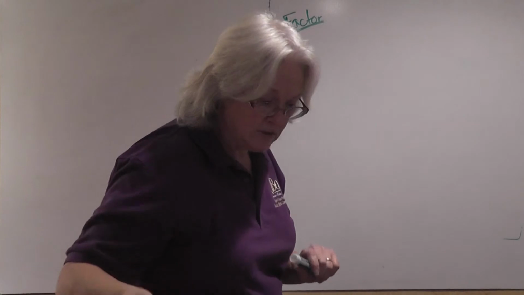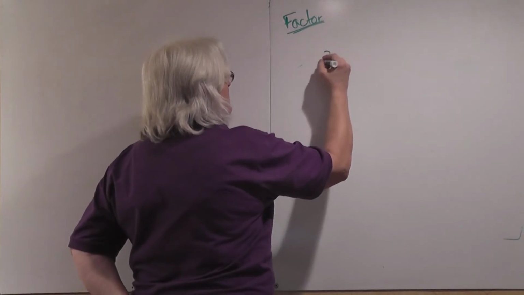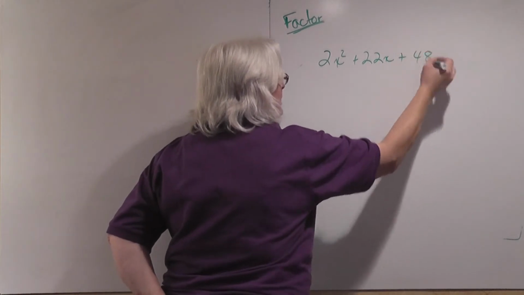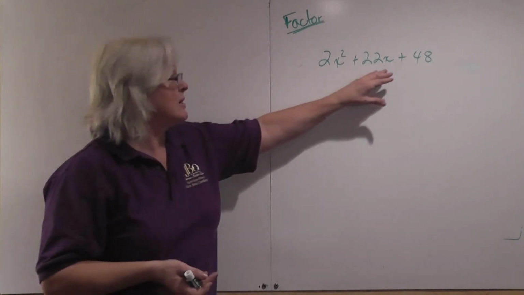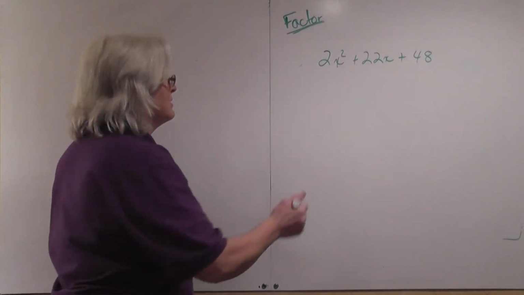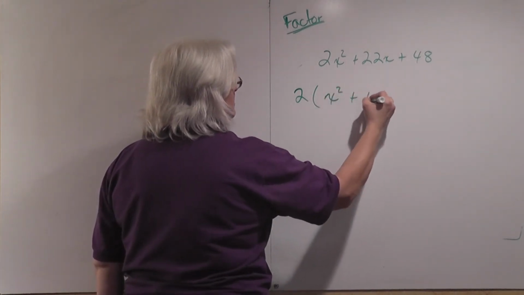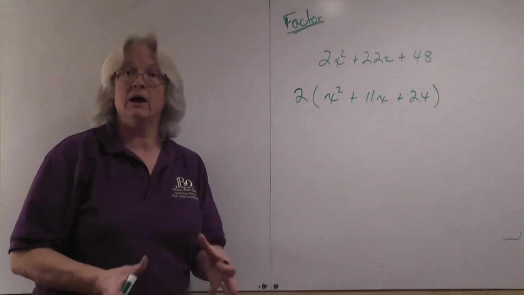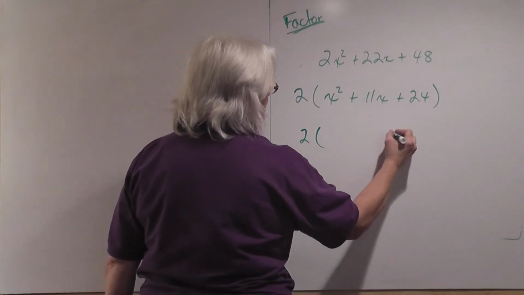So, which one am I going to do next? 2x squared plus 22x plus 48. What's the very first thing that you always want to do? You always want to see if you have a common monomial factor. And every one of these terms is divisible by 2. So first you factor out the common factor, which is 2. That leaves you x squared plus 11x plus 24. Now to complete the factorization of this trinomial, just go ahead and factor this as normal.